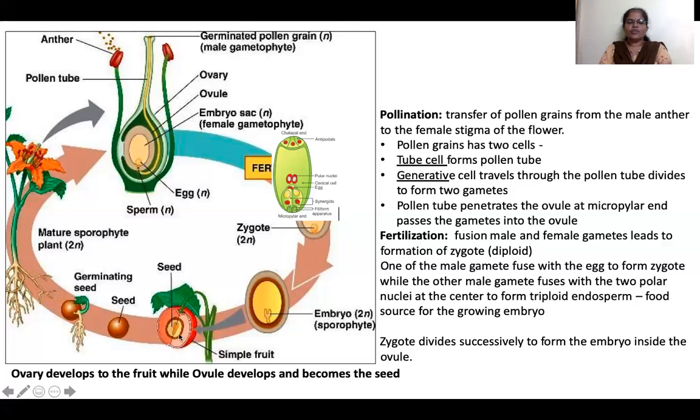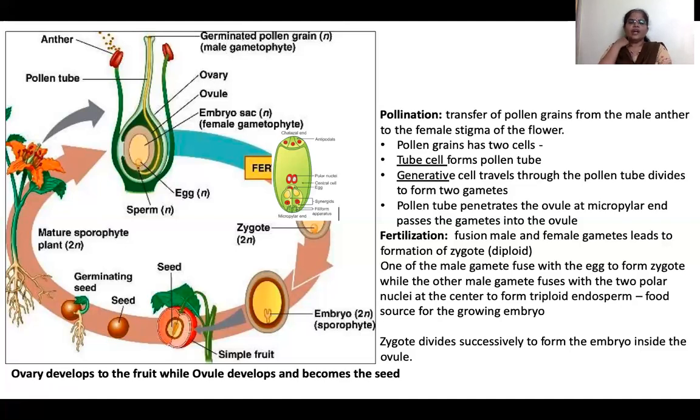Once we eat the fruit, we'll get the seed. At favorable conditions, if we plant the seed again in the soil, it germinates, and shoot and root development takes place. We'll get a new plant again. This is the cycle of sexual reproduction in plants.